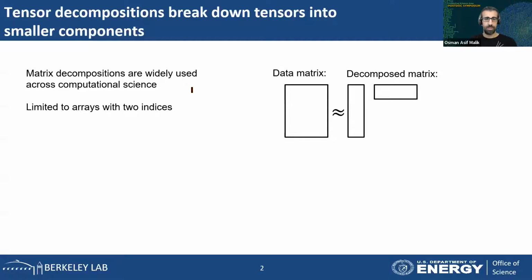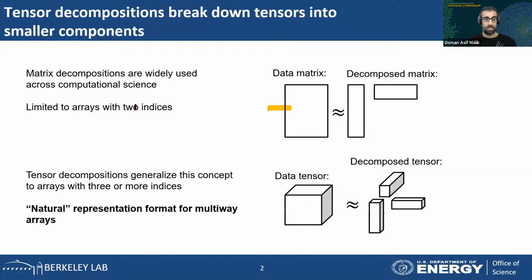So the high-level story here is that there are matrix decompositions, which are used widely across many different computational science fields. And the way a matrix decomposition works is that you have some matrix and you decompose it into two or more components, and then you use these components in some downstream task. A limitation with these methods is that they are limited to arrays with two indices. But there are generalizations, and this is what a tensor decomposition is.